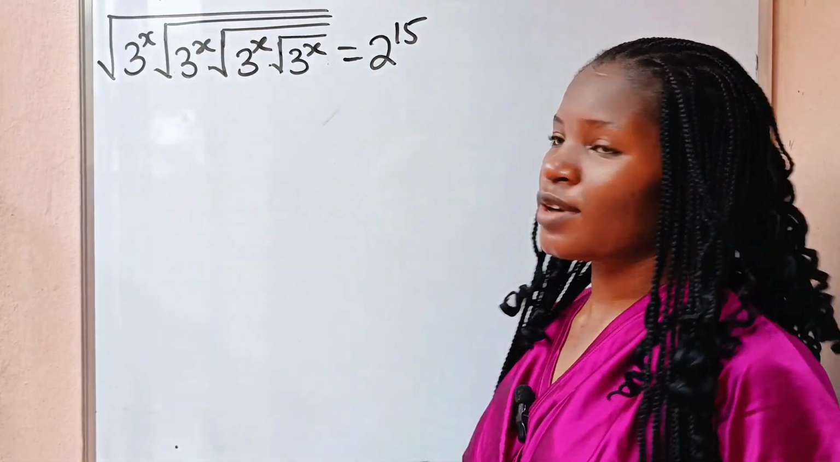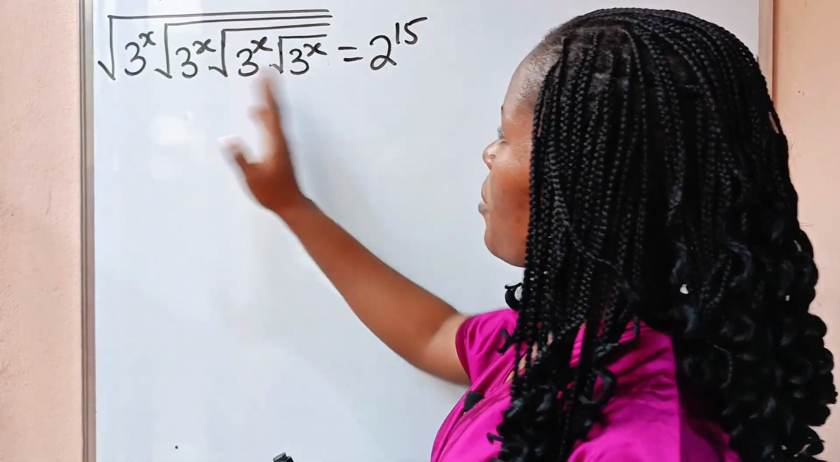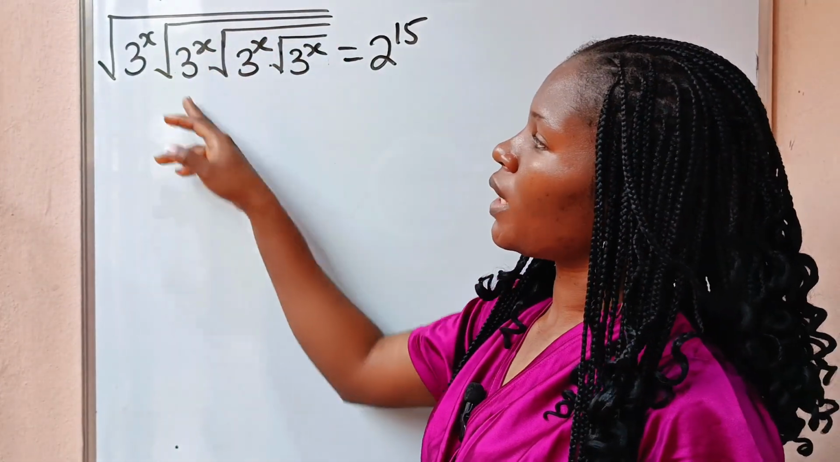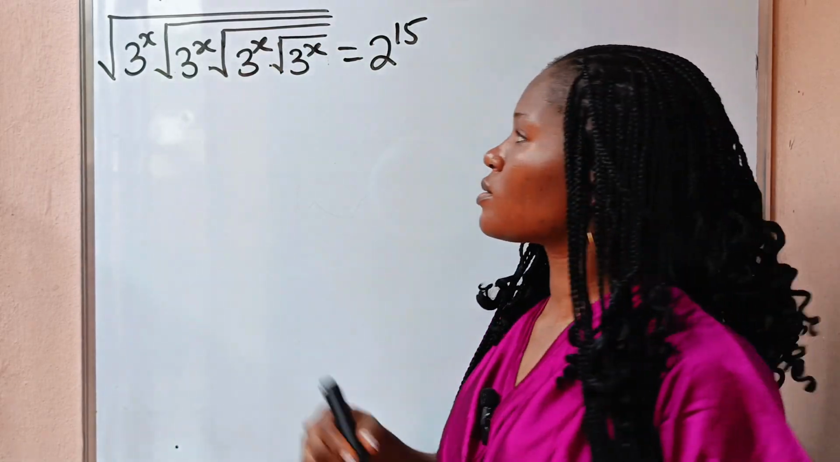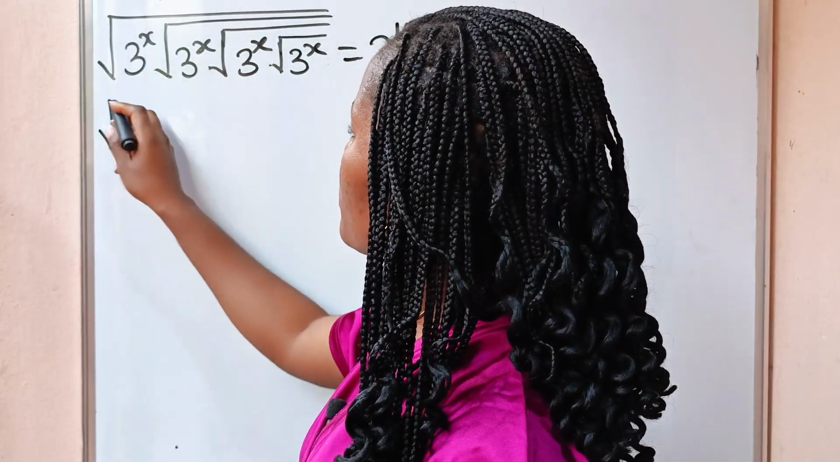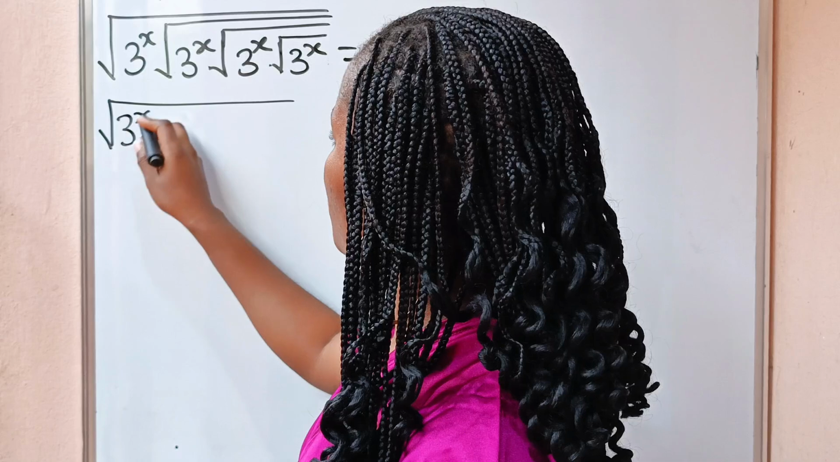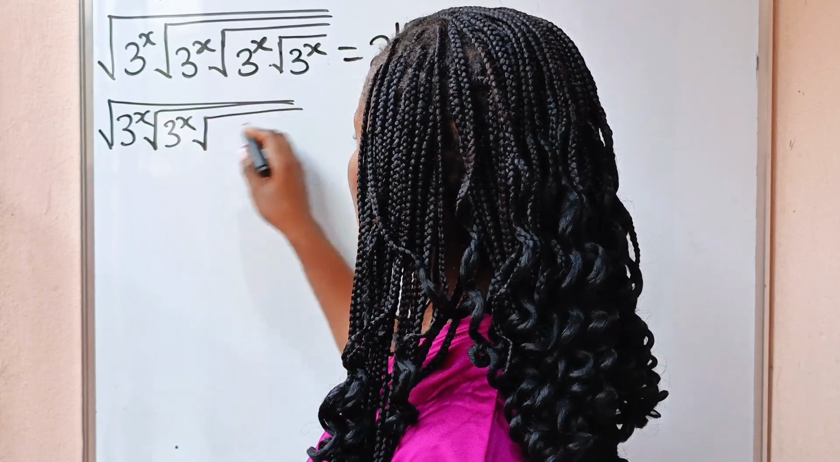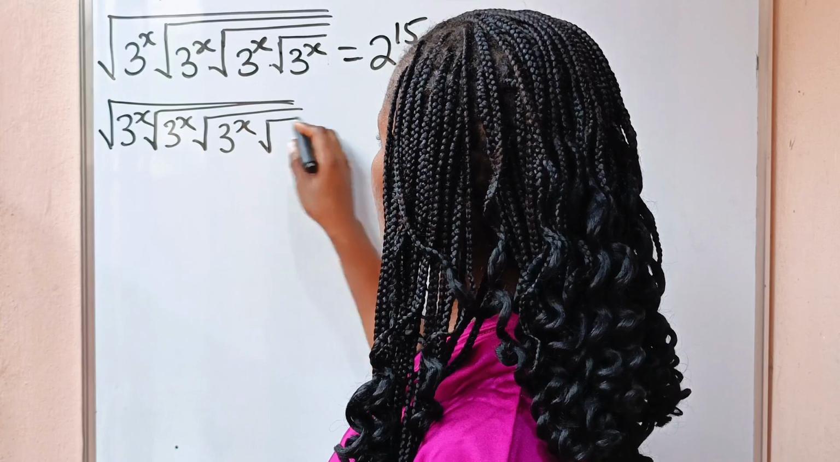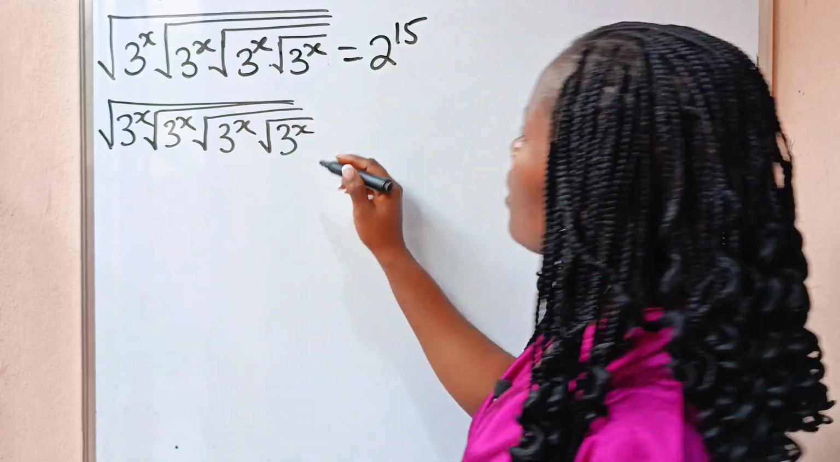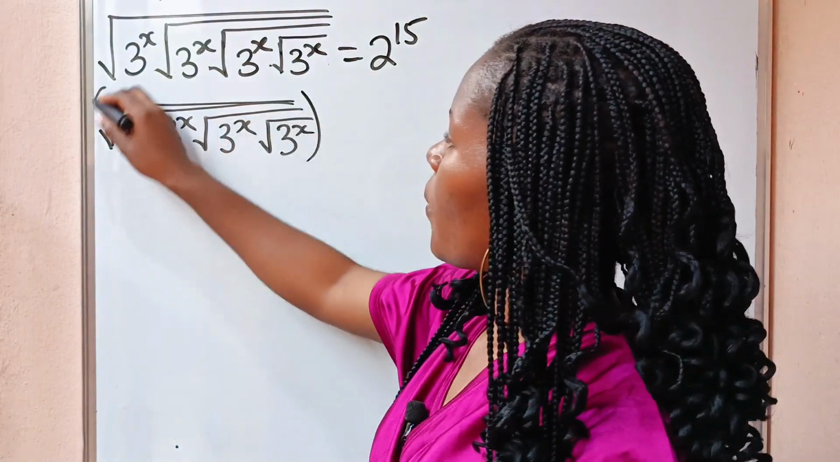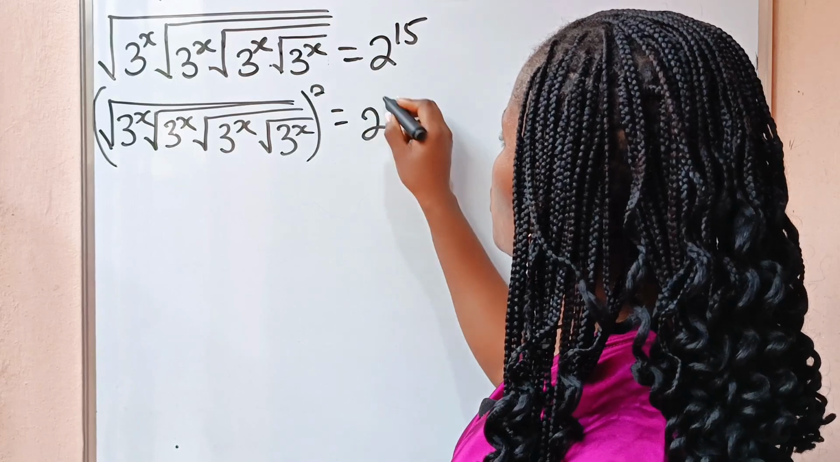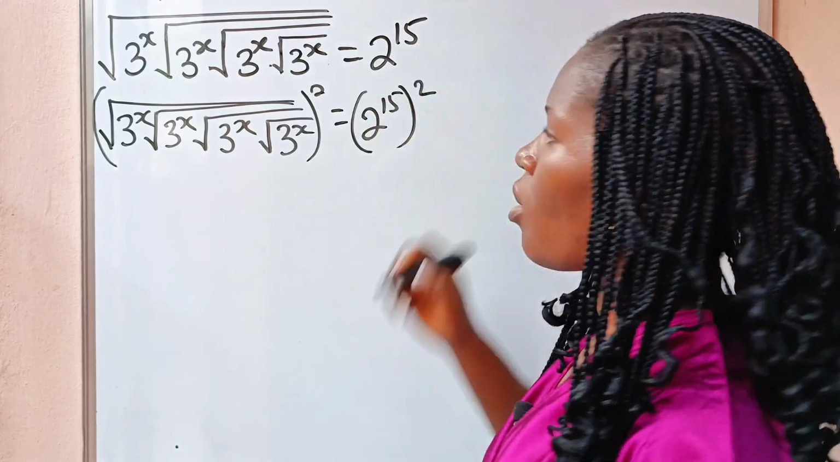Hi, let us solve for x. Let us square both sides of this equation in order to try to clear out these square root signs, okay? So we are going to have the square root of 3 to the power of x, everything squared, is equal to 2 to the power of 15, to the power of 2.